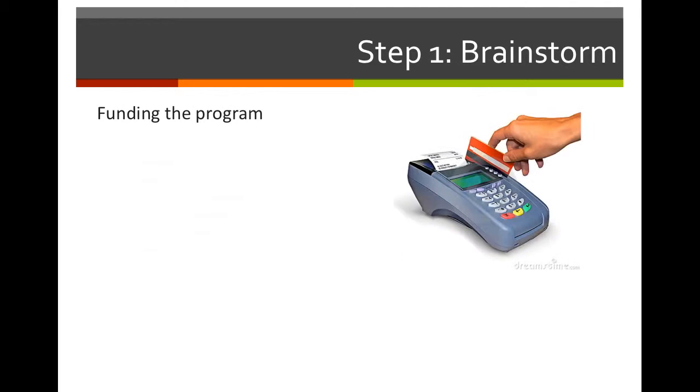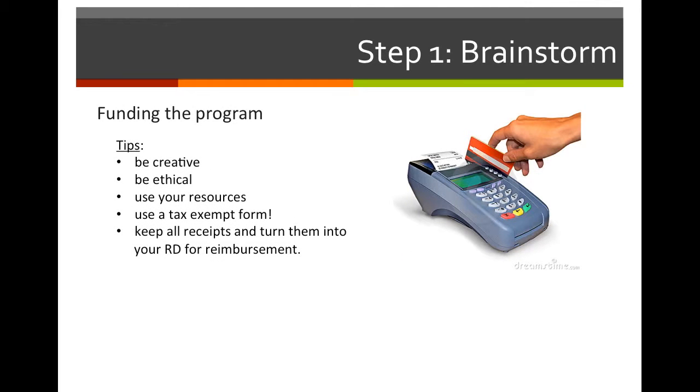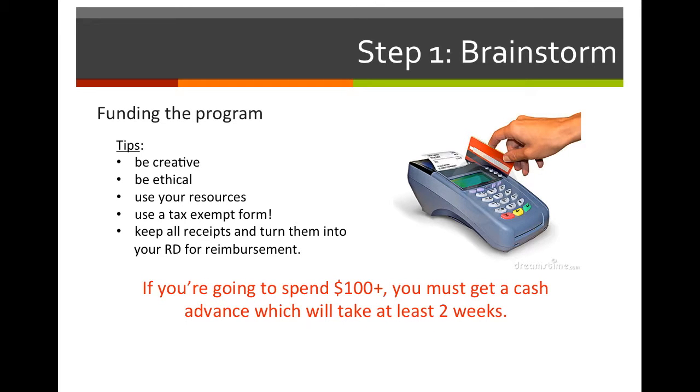A few tips when considering funding for a program are: be creative, be ethical, use your resources, use a tax-exempt form, and keep all receipts and turn them into your supervisor for reimbursement. Follow your supervisor's guidelines for when budgets must be in. Typically, budgets are due along with the program proposal at least 2 weeks before the program. If you're going to spend over $100, you must get a cash advance, which will take at least 2 weeks.